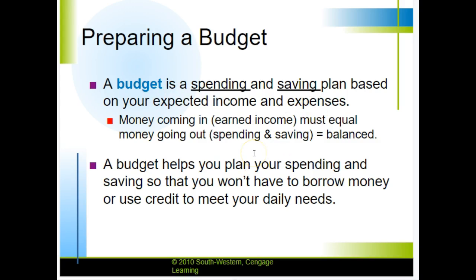So the money coming in is what we call earned income, and it has to equal what's going out, meaning what are you spending and savings on. So the money coming in has to equal the money going out in order for your budget to be what we call balanced. A budget helps you plan your spending and savings so that you won't have to borrow money or use credit to meet your daily needs.